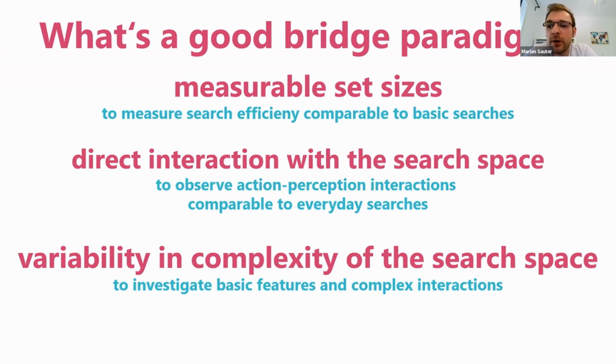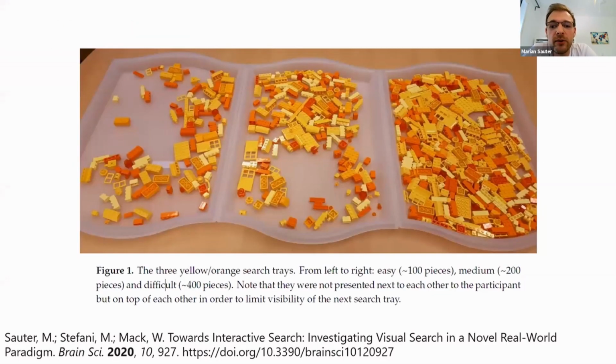So, this is the same picture Alistair showed before. As you can see here, this is what we ended up with after some trial and error in 2018. We ended up with this kind of chaotic arrangement of Lego bricks. In this example, you see 3 search trays, and on the left, we have an easy search. In the middle, we have a medium search with a double amount of pieces. And on the right, we have what we call the hard search with quadruple the amount of pieces. So 100, 200, and 400 pieces.